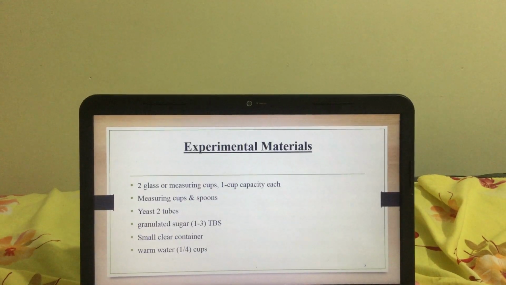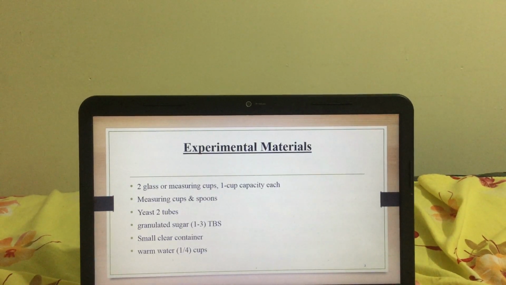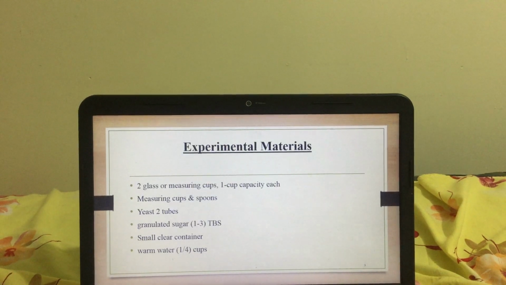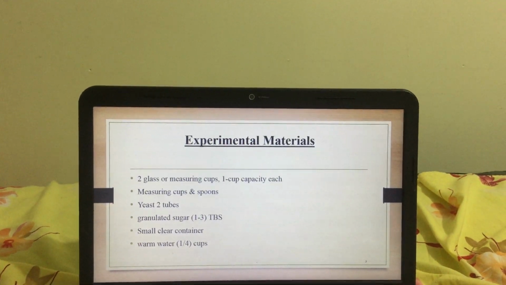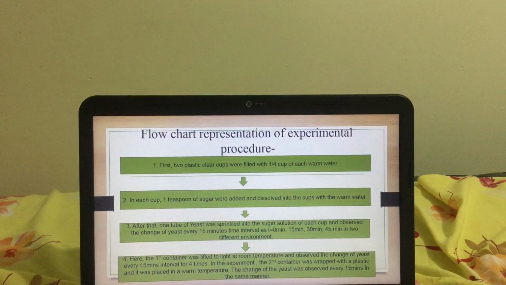Now the experimental materials for this experiment: we need 2 glass measuring cups and spoons. We need yeast, 2 tubes, granulated sugar of 1 or 3 tablespoons, a small clear container, and warm water of 1 and 1/4 cups. Now the flowchart representation of the procedure.